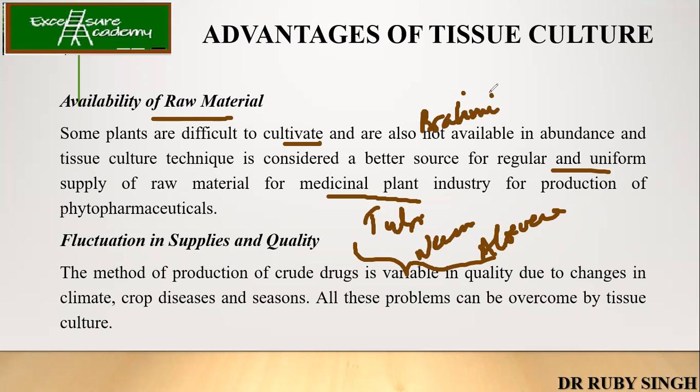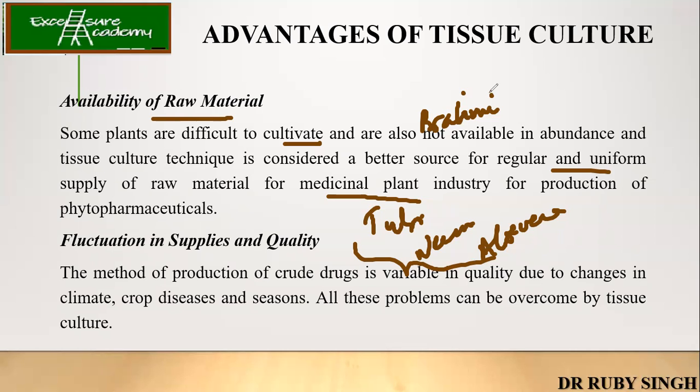All these kinds of medicinal plants are becoming scarce now because people are not growing them, since they don't have that much market value. We know that they are important, but people are always running behind other things. So what we can do here, since we know that these are very important, is grow them in plant tissue culture.